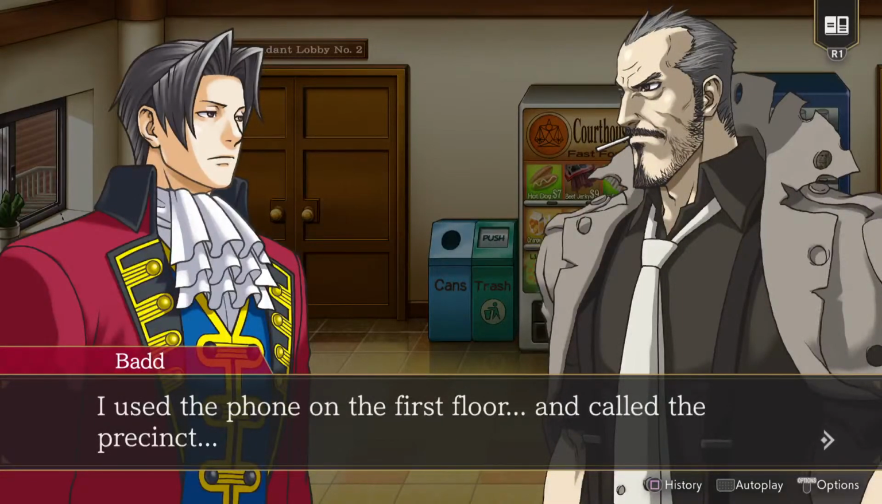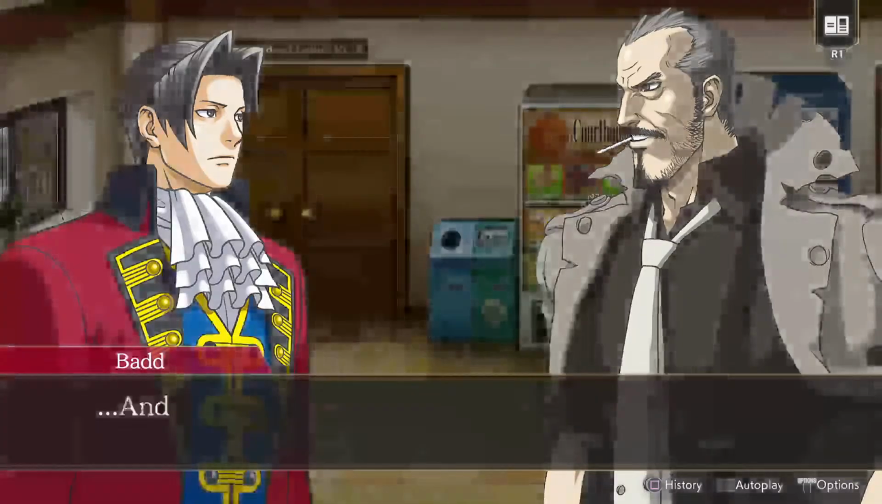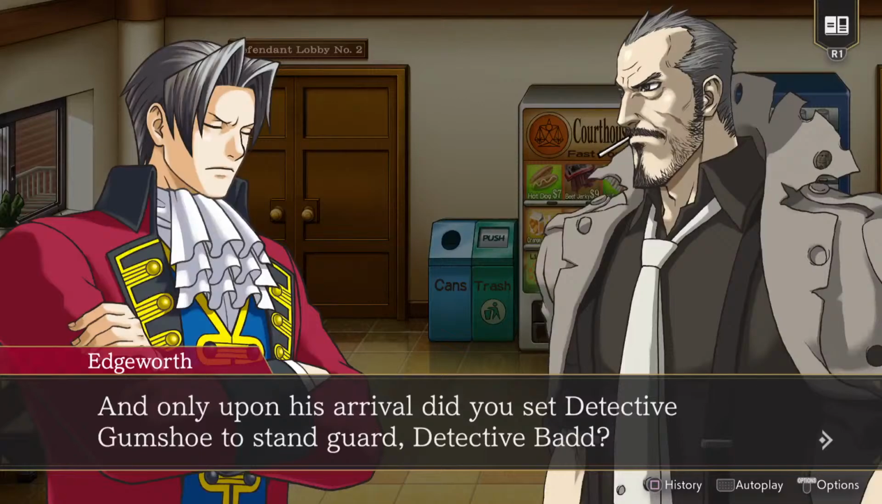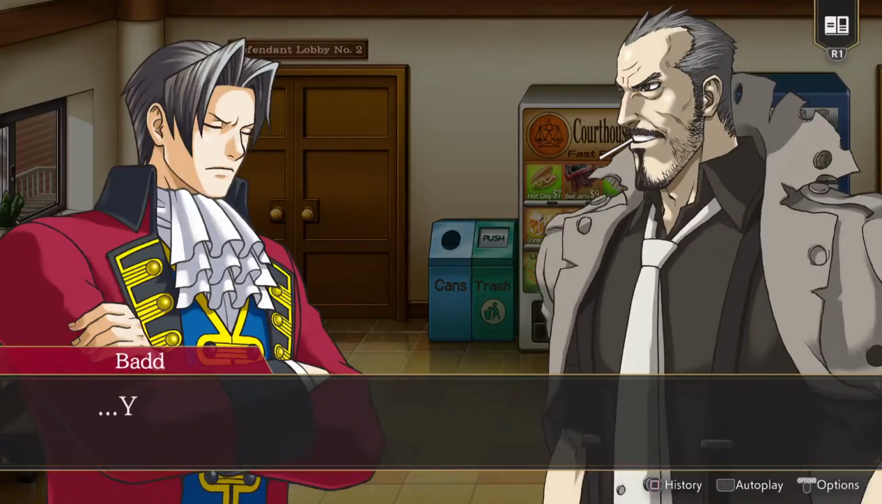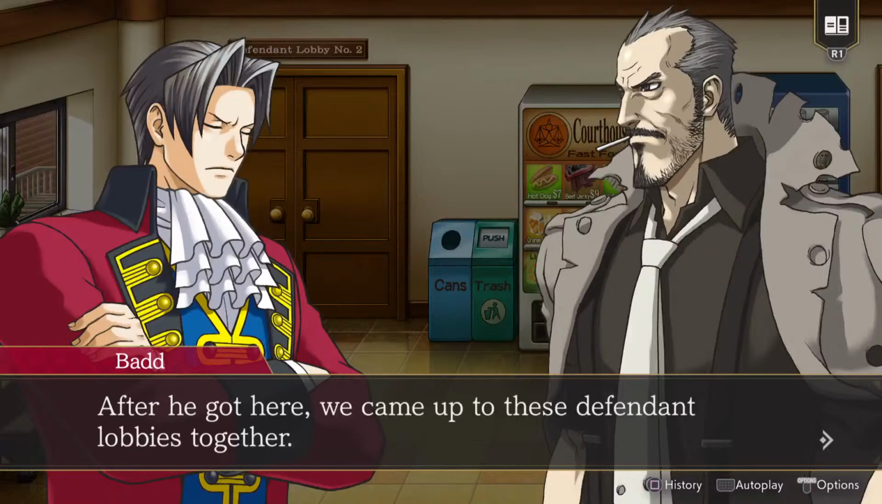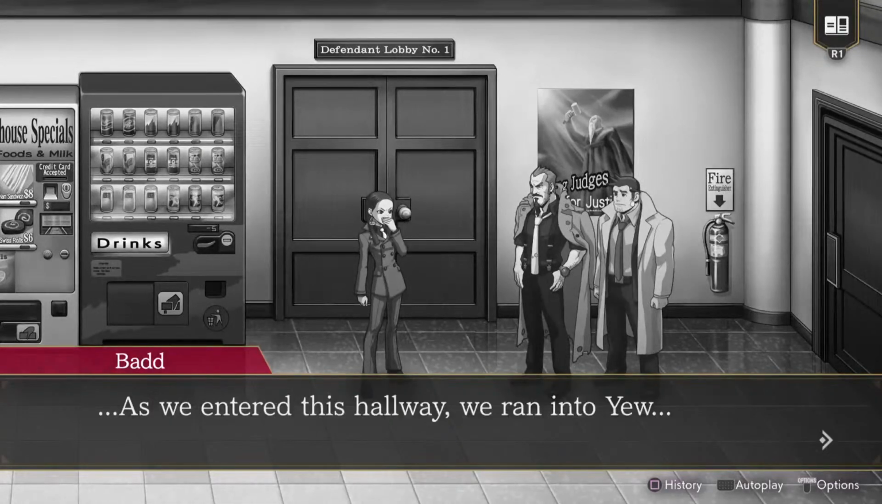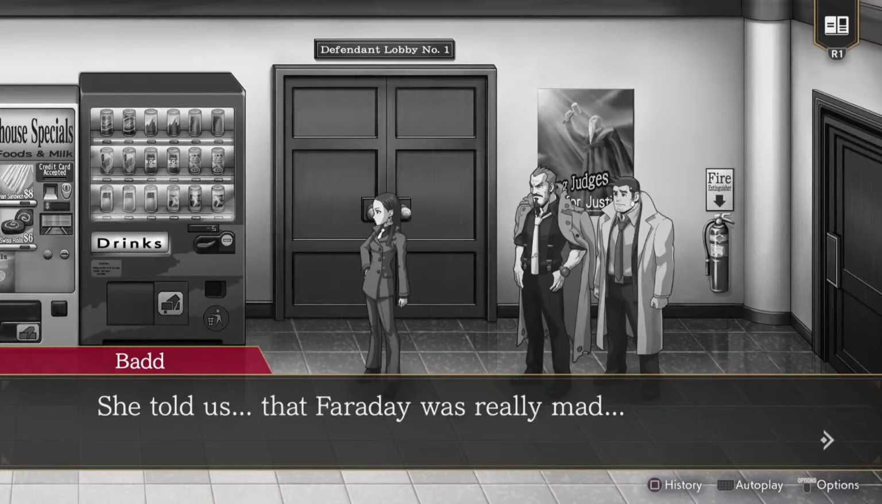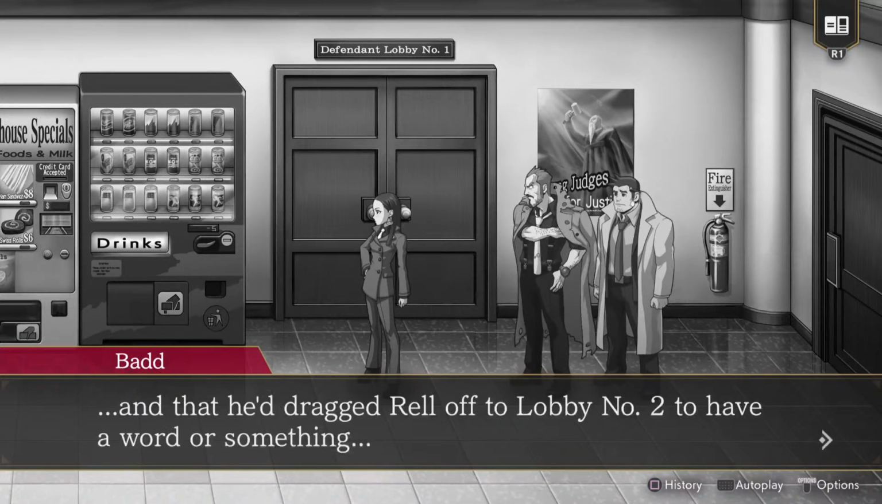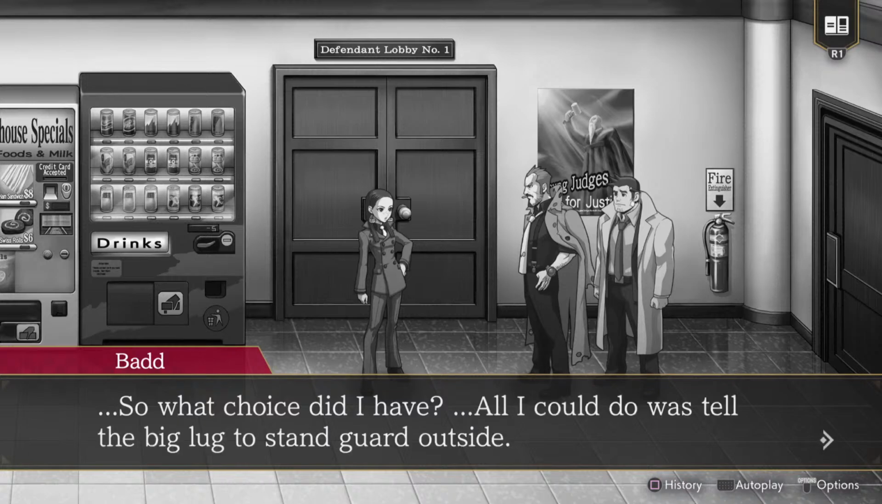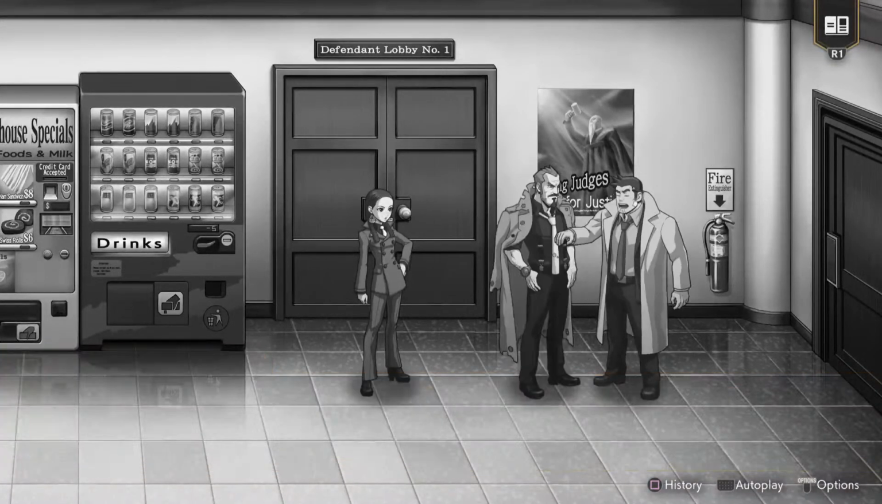I used the phone on the first floor and called the precinct. I told them to send somebody over, and that detective's the one that showed up. And only upon his arrival did you set Detective Gumshoe to stand guard, Detective Bad. Yeah, I waited for him on the first floor. After we got here, we came up to these defendant lobbies together. As we entered this hallway, we ran into you. She told us that Faraday was really mad, and that he dragged Rell off to lobby number 2 to have a word or something, and that Faraday had said to not let anyone interrupt them. So what choice did I have? All I could do was tell the big lug to stand guard outside.